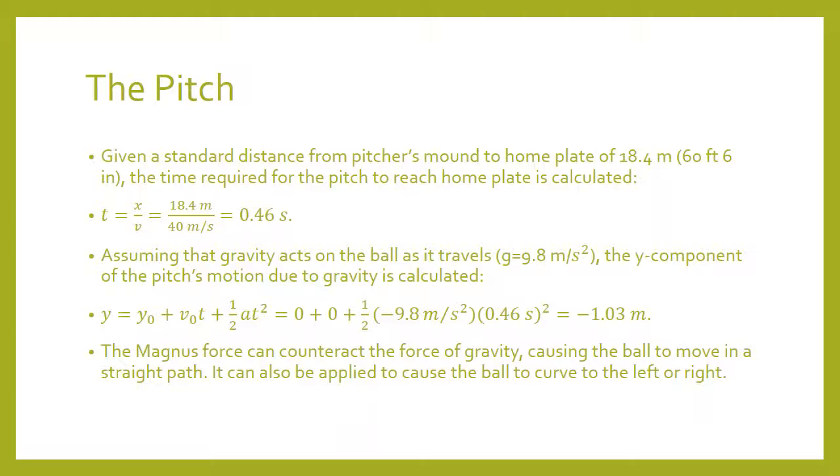If we assume, once again, the ball was pitched at 40 meters per second, and we assume a standard distance between the mound and home plate, 18.4 meters, then we can calculate 0.46 seconds is the time the pitch requires to reach home plate. Then we can use the kinematic equations to find how much gravity affects the path of the ball, and as you see here in this equation, we get 1.03 meters down as it travels towards home plate.